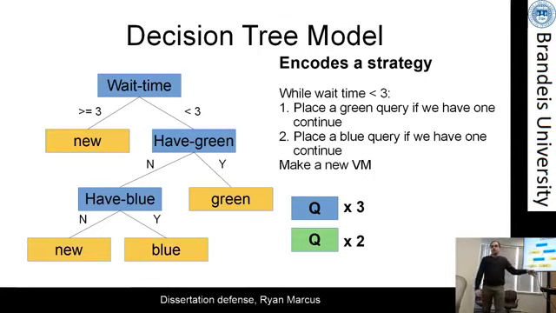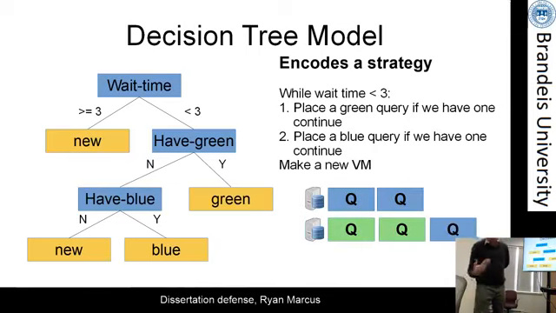While my wait time is less than 3, place a green query if I have one, continue. Place a blue query if I have one, continue. And finally make a new virtual machine. So when we apply this tree to this set of queries, 3 blue and 2 green, we get this deployment strategy. We place the 2 green queries, then we place the blue query, then we create a new virtual machine, then we place the 2 blue queries. So these decision tree models allow us to encode an entire strategy that handles all 3 of the things we want to deal with: provisioning, placement, and scheduling.